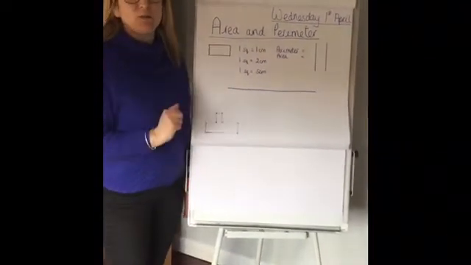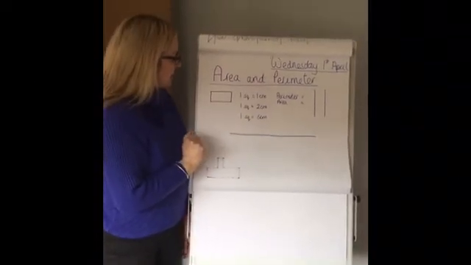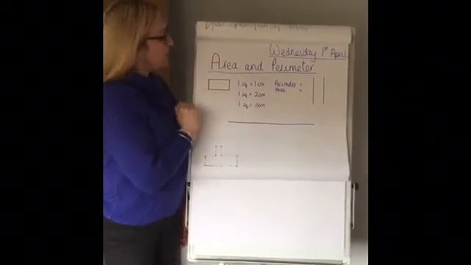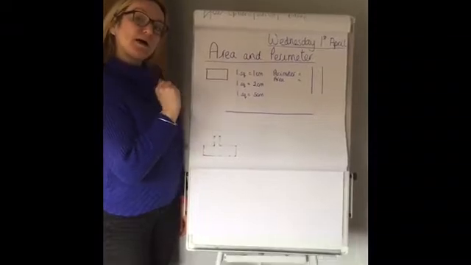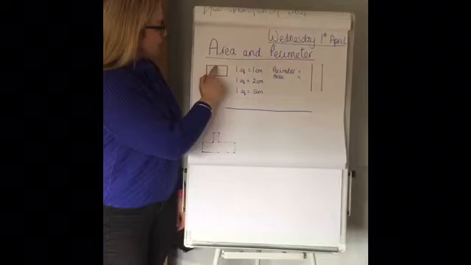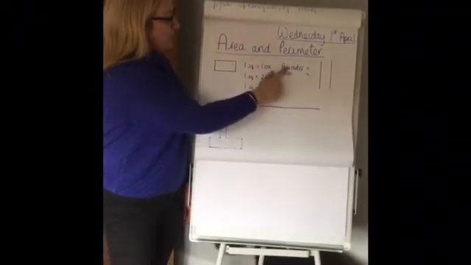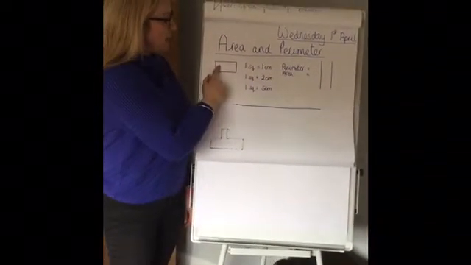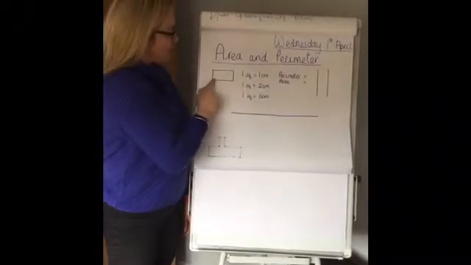Right, so here's a little starter for you today. We're still focusing this week on area and perimeter. I've drawn just a little rectangle here for you. I would like you to work out, first of all, if each of these squares was 1 centimetre, what the perimeter of my rectangle would be, and then what the area would be.